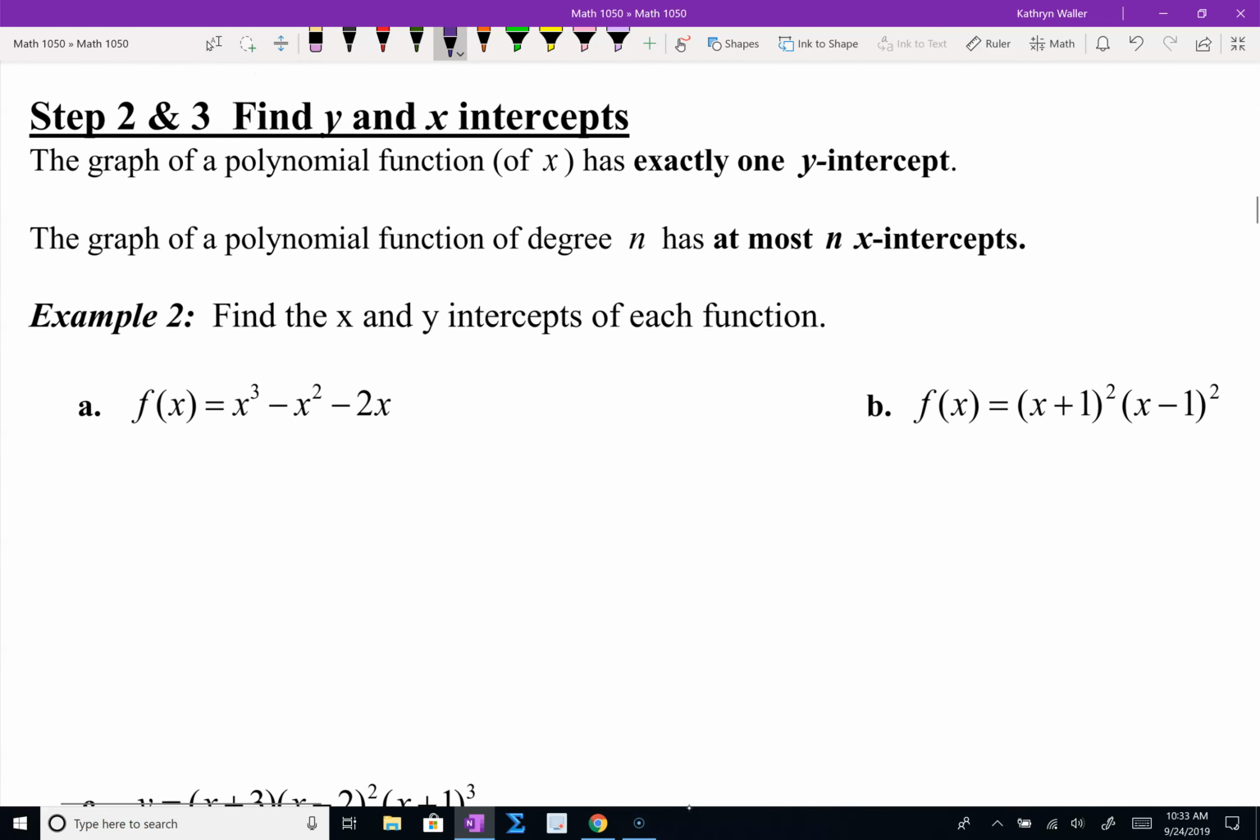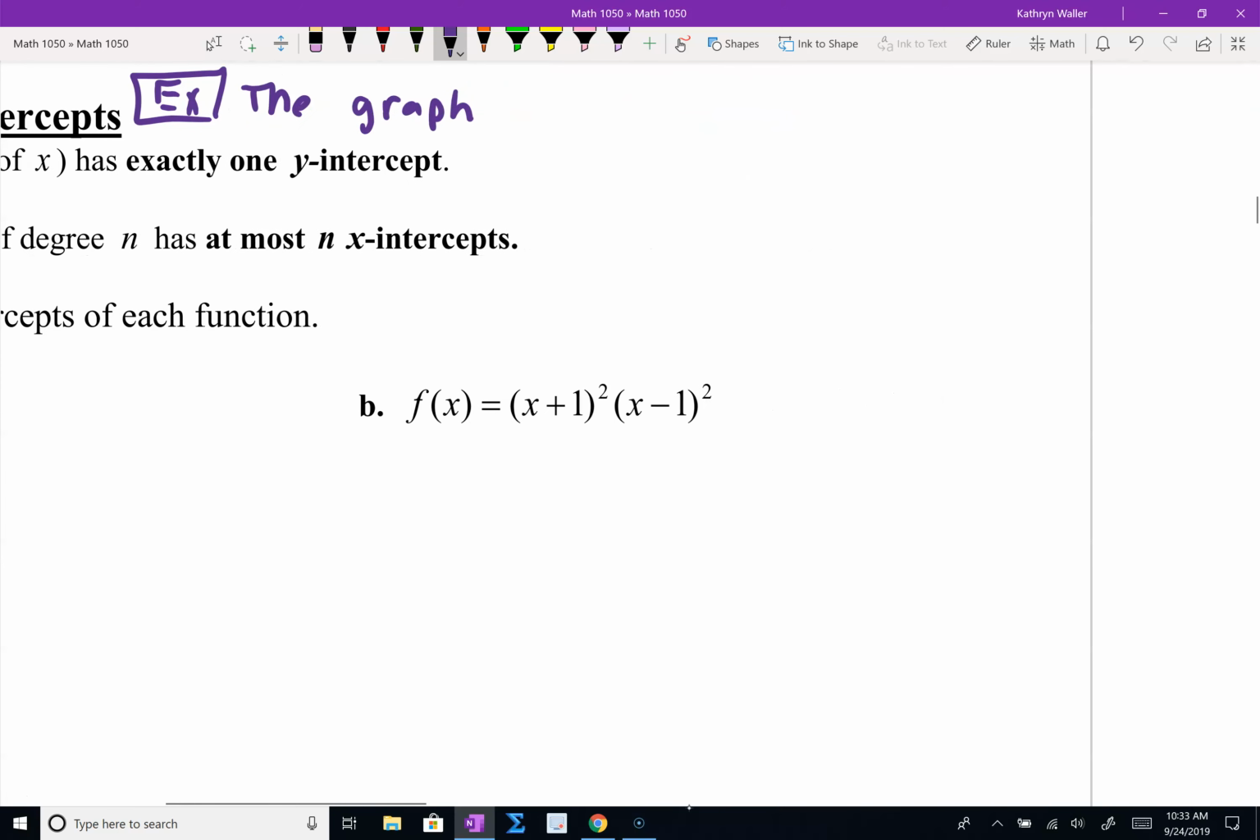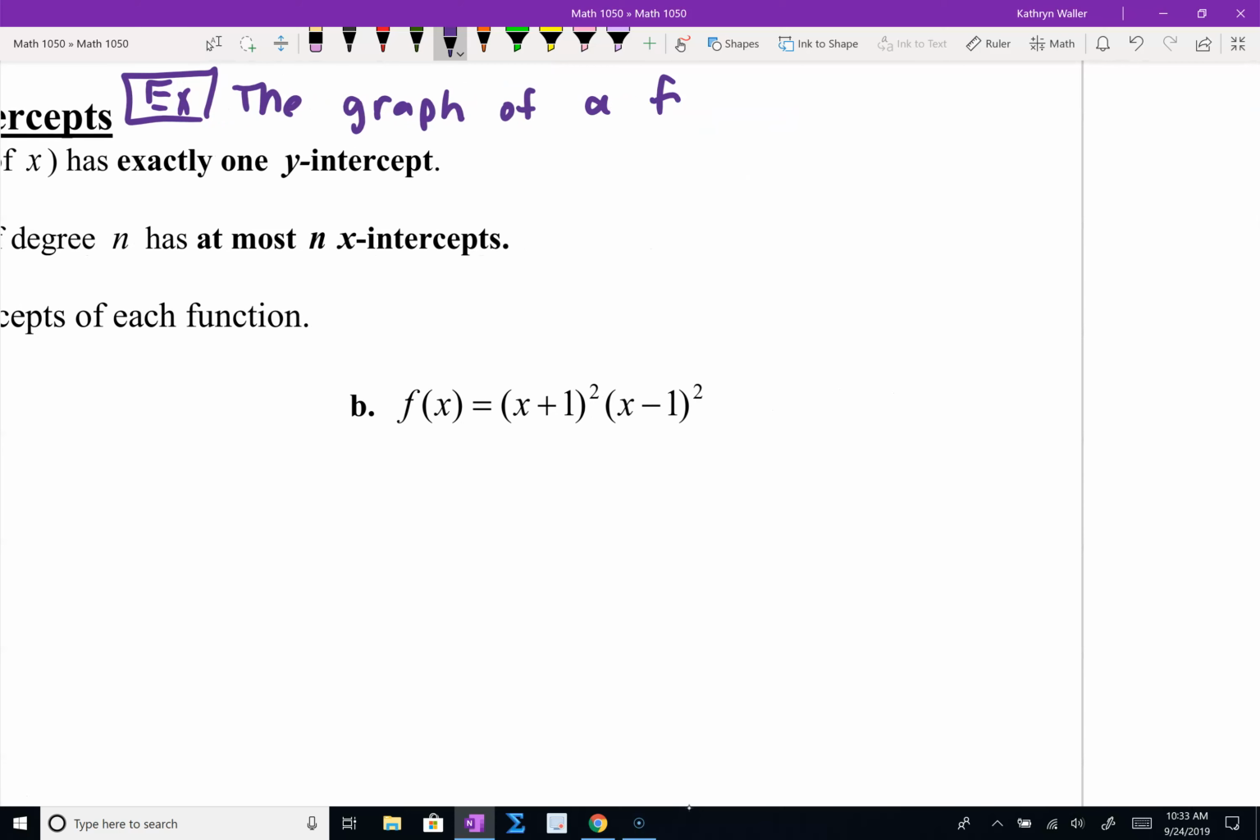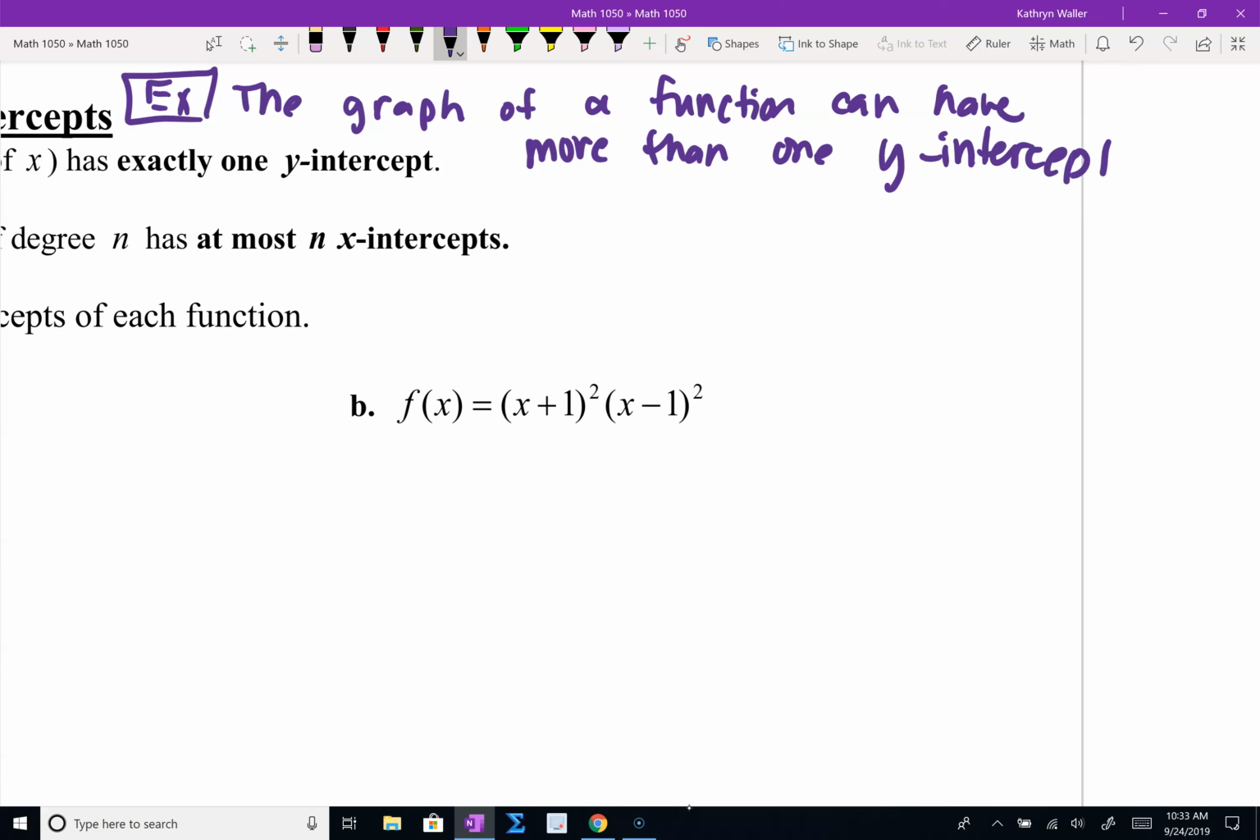Okay, this was a question on a midterm or final recently. Well, not super recently. Fill this in for me. Okay? The graph of a function can have more than one y-intercept. Don't respond yet, please. The graph of a function can have more than one y-intercept.